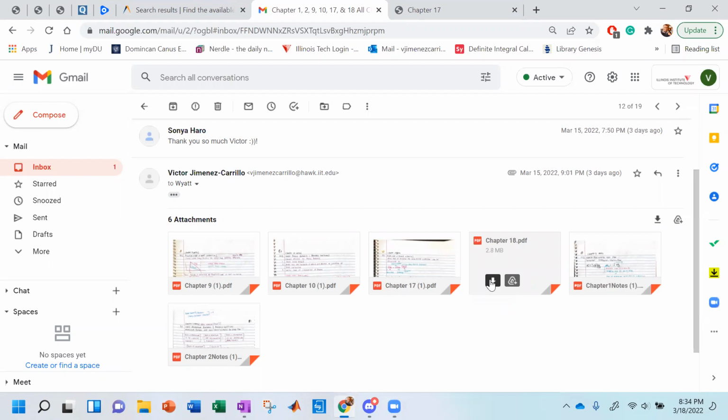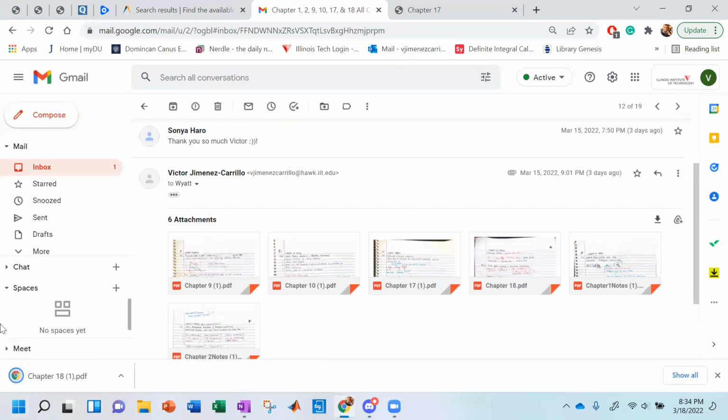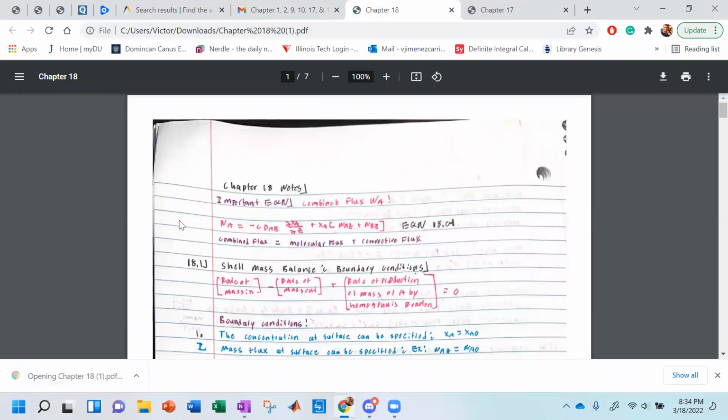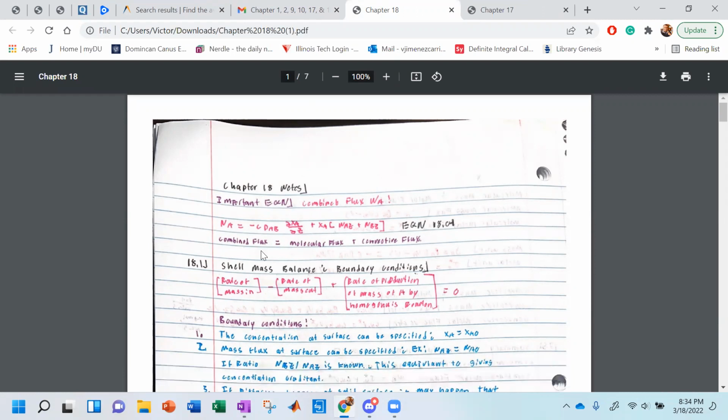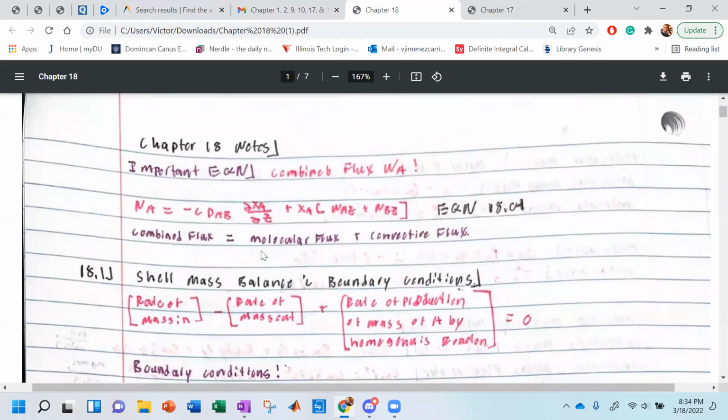This is sadly where things get important. Again, we need to talk about chapter 18. Chapter 18 is a B.5. The reason is that we have one important equation that basically governs this whole thing: the combined flux equation, given by NAZ equals minus the diffusivity times the partial derivative of XA over Z, plus XA times (NAZ plus NBZ). We're going to use the direction Z a lot. Get used to it. That is your starting base equation. Essentially, combined flux equals molecular flux plus convective flux.